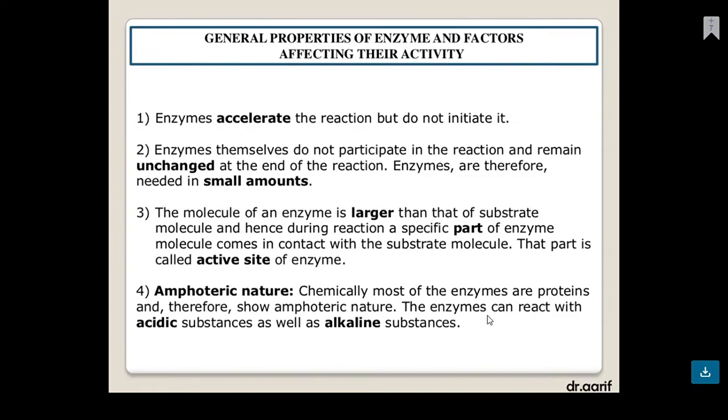Enzymes are actually the biocatalysts, the catalysts in any biochemical reactions, because they don't undergo any changes in themselves. They can change the substrate concentration but without changing their molecular structure. That's why they are referred to as biocatalysts. They are also mainly amphoteric in nature because they can react with both acidic as well as alkaline substances.